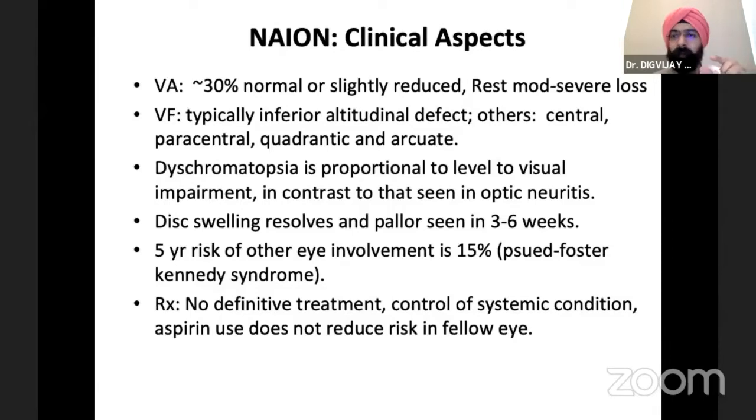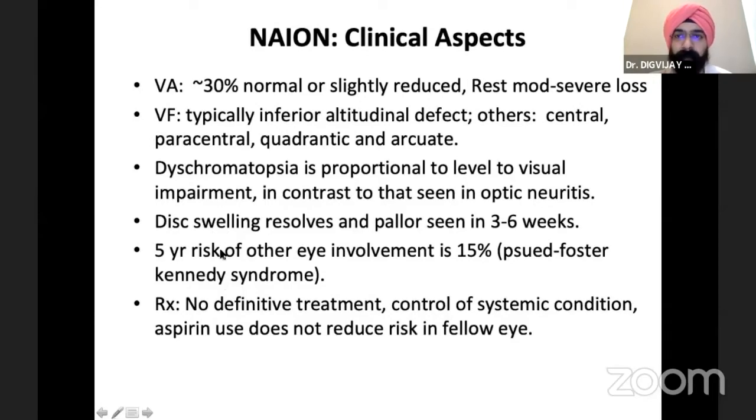And the fellow eye would have a small crowded disc that you could look at. There could be some peripapillary hemorrhages. The fields, as I've already discussed, would most commonly have an altitudinal kind of field defect, but you could have a generalized depression or a constriction; different kinds of field defects are possible. Color vision and contrast are usually affected in these conditions. And the risk of involvement of the other eye is about 15%, the 5-year risk.